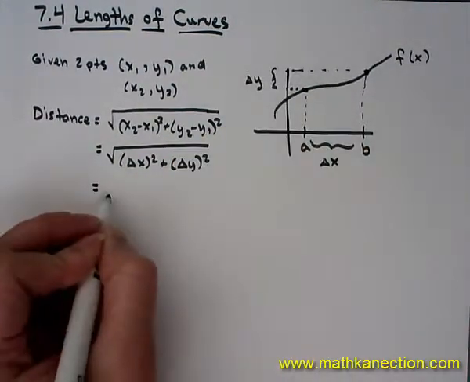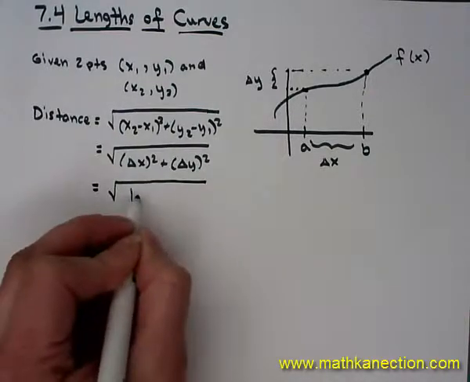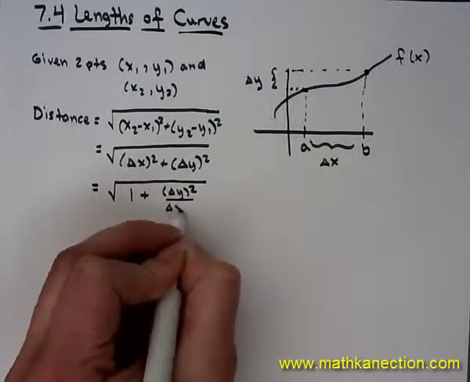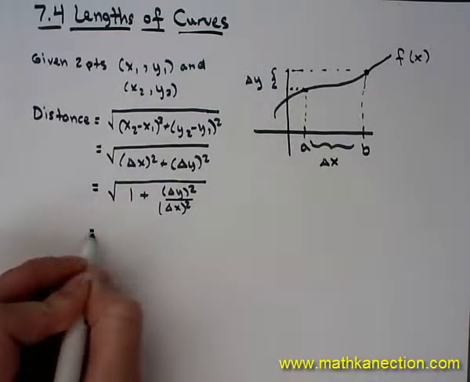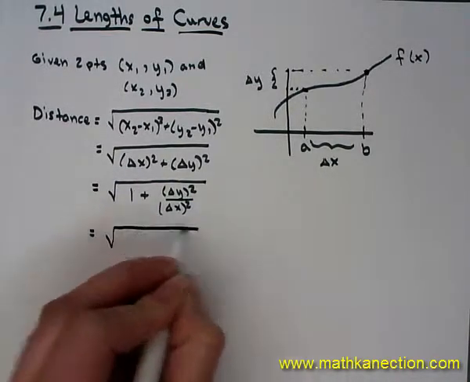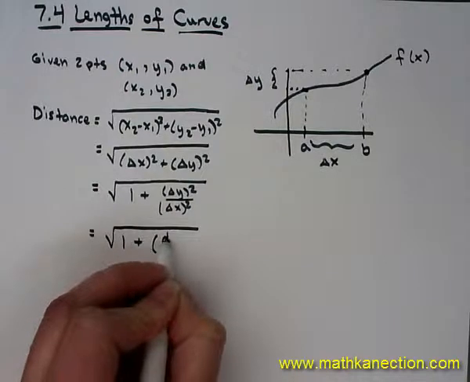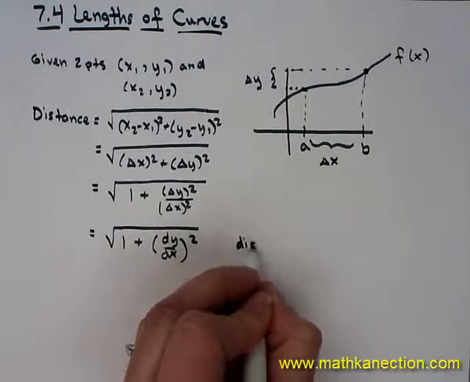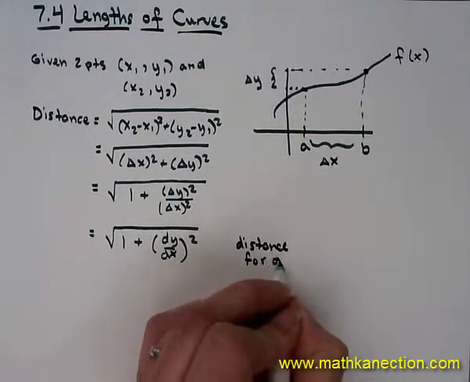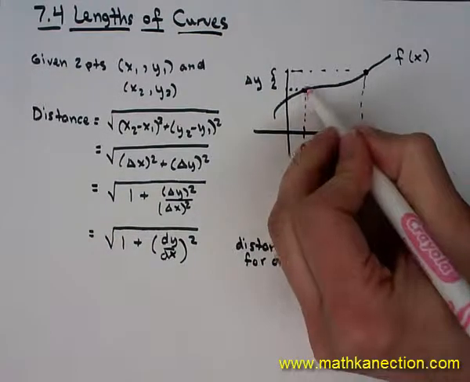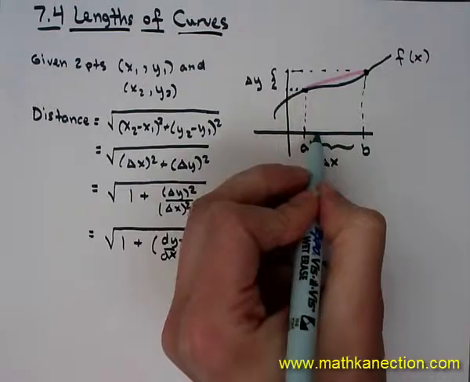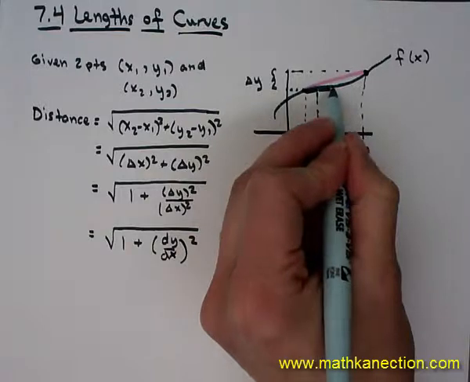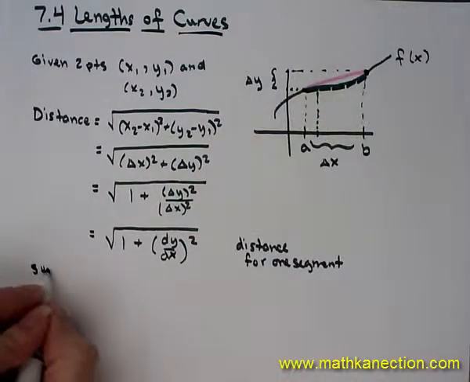Dividing both terms by delta x, we get 1 plus delta y squared over delta x squared, and just changing delta y over delta x to be written as dy/dx. So the distance for one segment is the square root of 1 plus (delta y over delta x) squared. To see that in a visual, if we were to just look at one segment, we could break this up and look at many little segments.